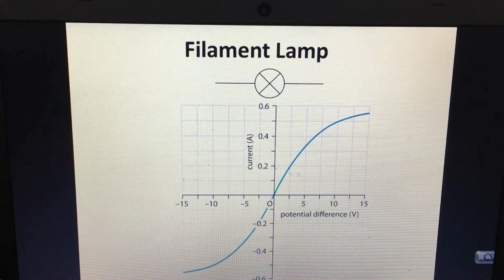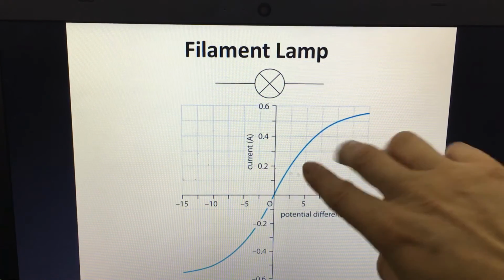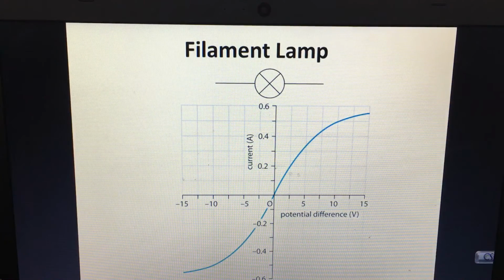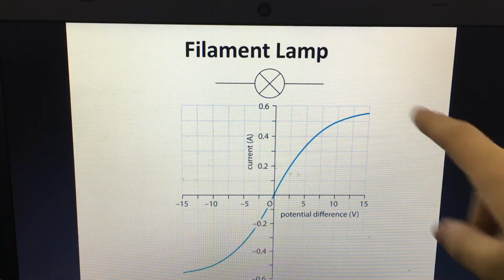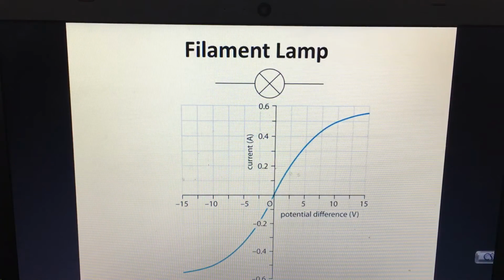So here we have a filament lamp, and they do love to talk about this one in a bit more detail. They may talk about how at the beginning it is sort of proportional, with the current going up and the potential difference going up, and it will start to level off and the resistance will start to increase. And that's how you recognise it's a filament lamp. But they might ask why the resistance starts to increase.